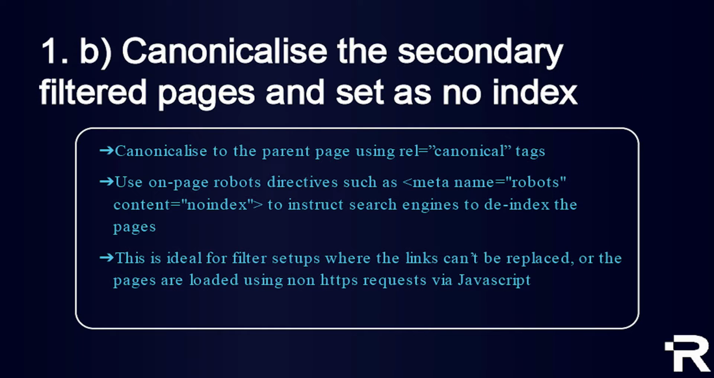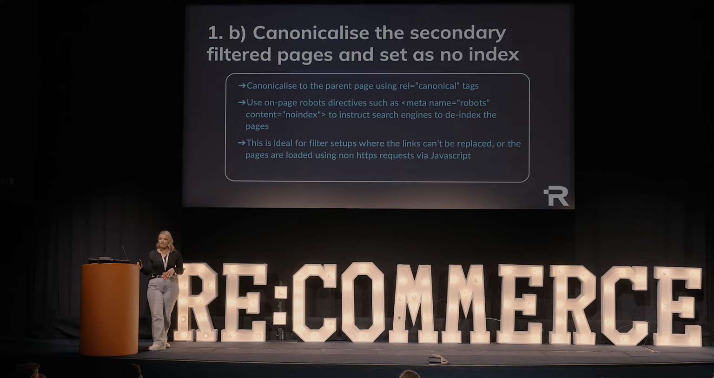And then the second phase of that is to canonicalize the secondary filtered pages and set these as no index. I think it's really good to do this just as a fail-safe, because especially if you can't replace all of your internal links on the page, Google might still discover these URLs. So even though you're redirecting them, it's still good to canonicalize them and no index them.